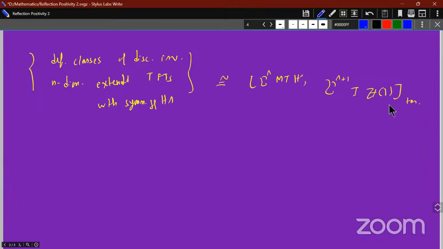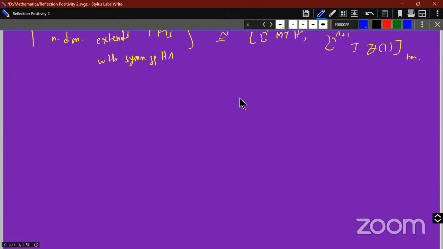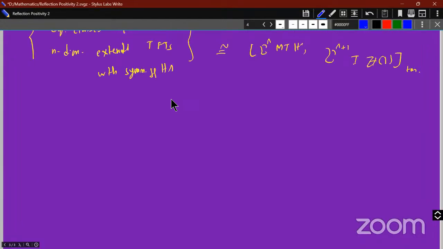Right. So now, first, I won't get into the details of the physical notation. So I'll just introduce what I mean by a continuous invertible n-dimensional extended topological field theory. So a definition: continuous invertible n-dimensional extended topological field theories. Okay.